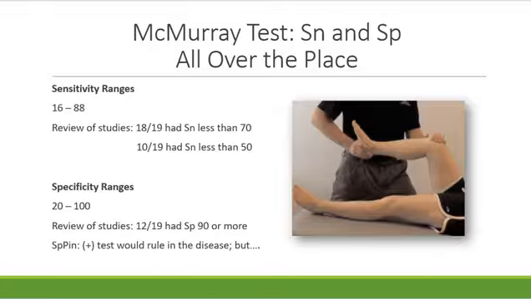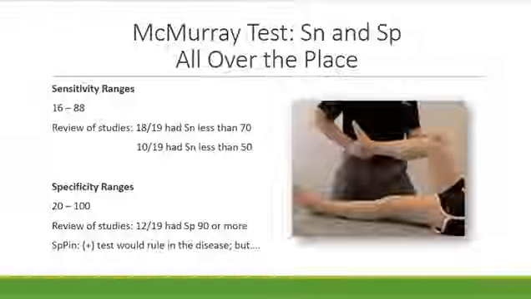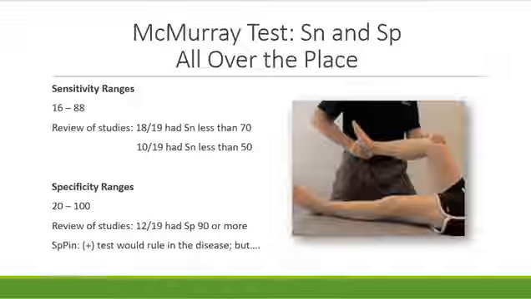Specificity ranges 20 to 100. 12 of 19 did have specificities 90 or more, so can we use that? Spin: a positive test, would that help to rule in the disease? But then again, with all the other things going on in the knee, if somebody has an acute knee injury, the aggressiveness of the maneuver might also make the test positive. So this is one of those situations where it's really, really tough to get good scores.